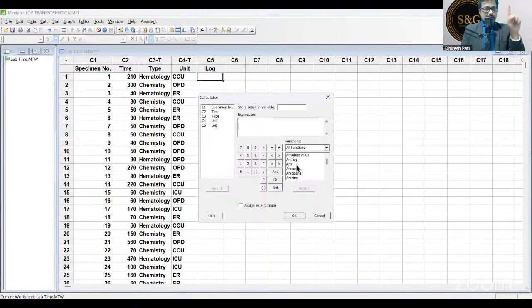This window will open. Calc, arrow, calculator. Okay, now store result in variable. So where do you want to store the result? So double click on log. Or if you have not given the name log, just select the C5 column, the column number where you want to store the converted data, the normal data into log data.